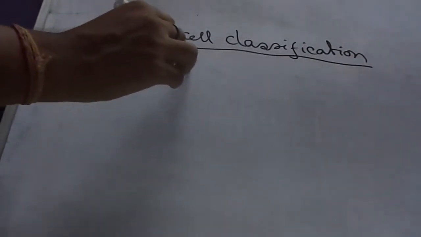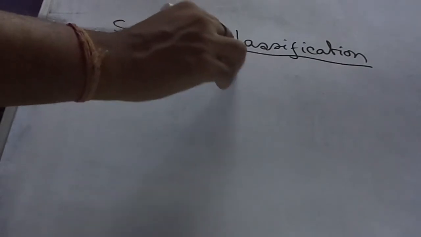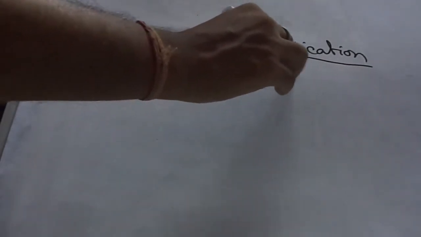Solar cells may be classified on the basis of, first, the thickness of active material.